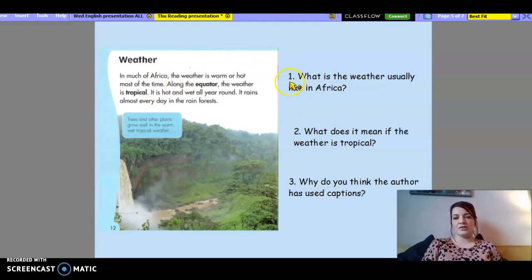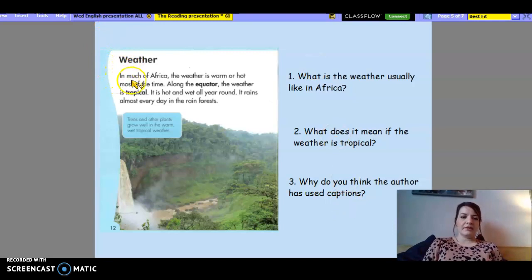So hopefully on this page, we're going to find out, number 1, what is the weather usually like in Africa? I think I might have some ideas about that already. I wonder if you have. Number 2, what does it mean if the weather is tropical? Tropical, okay. We'll look out for that word tropical in a minute. Number 3, why do you think, oh, this is a different question. This is a why question. Why do you think the author has used captions? Okay, so we'll look out for some captions as well.